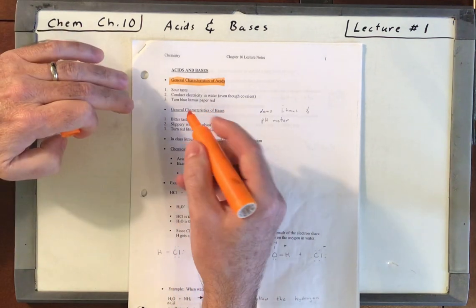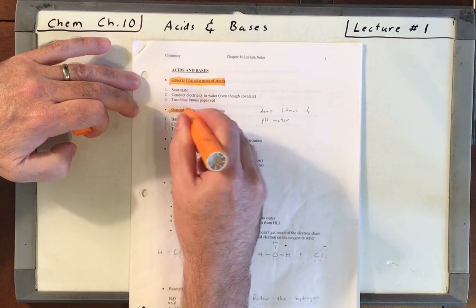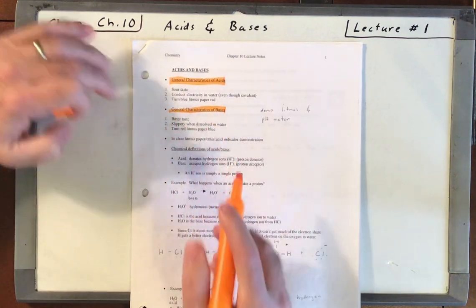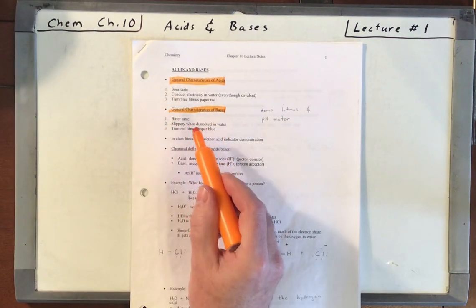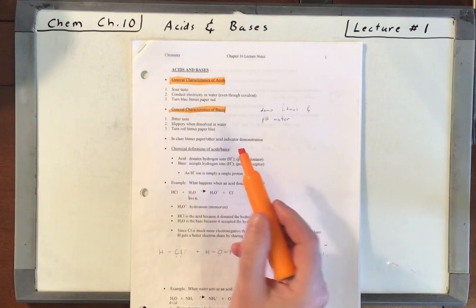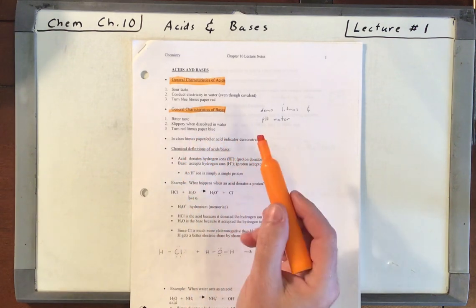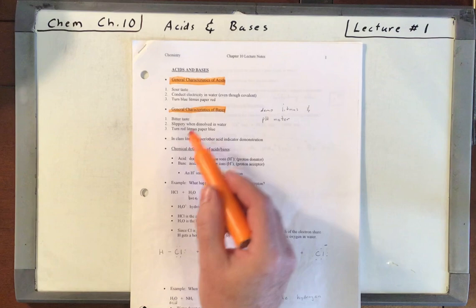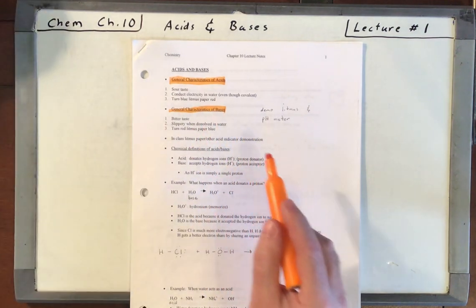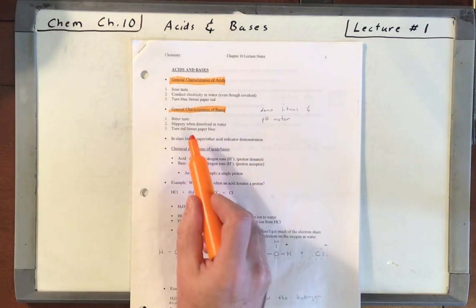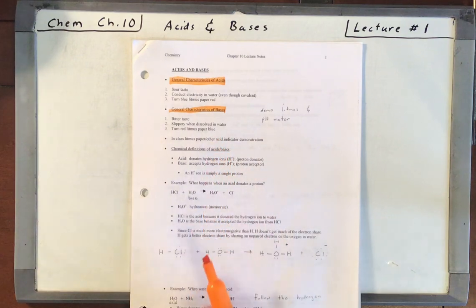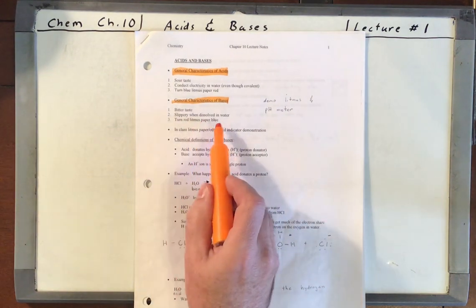General characteristics of bases: they have a bitter taste. So when you think of a base, think of soap, and when you think of an acid, maybe you can think of a lemon or lemon juice. So bases have a bitter taste. They're slippery when dissolved in water, and they turn red litmus paper blue.